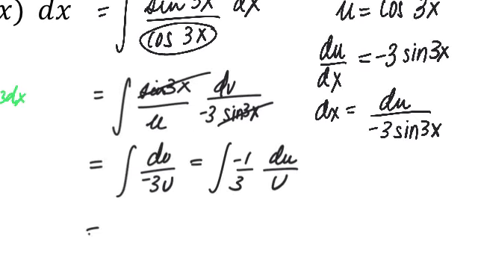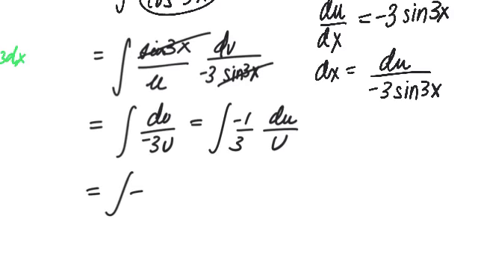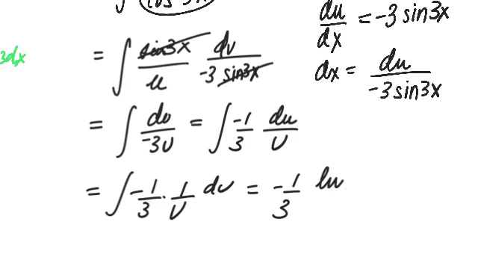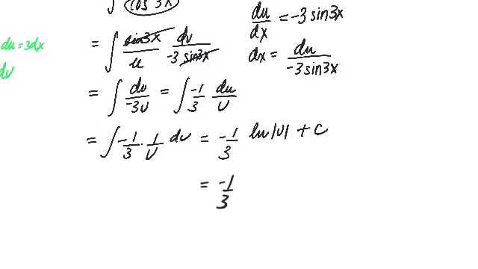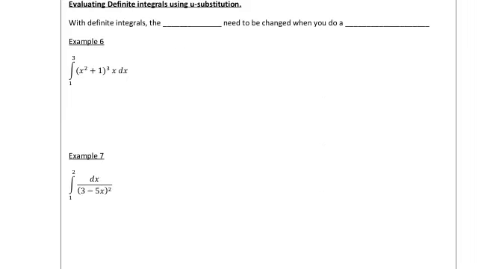Or, this always confuses students, so I'm trying to say this different ways. This is the same thing as negative 1/3 times 1 over u times du. So the negative 1/3 can come straight out, and the 1 over u becomes ln of the absolute value of u when you take the antiderivative, plus c. So my final answer here will be negative 1/3 ln of the absolute value of cosine 3x, plus c.